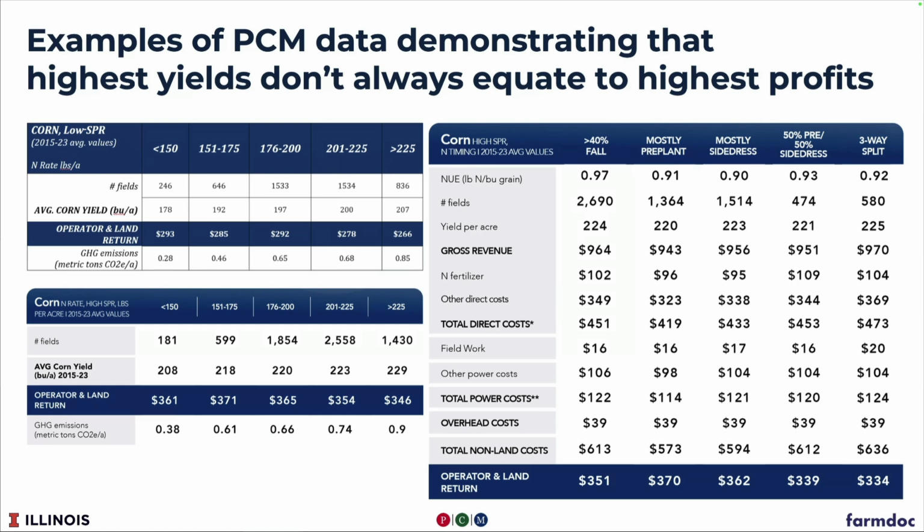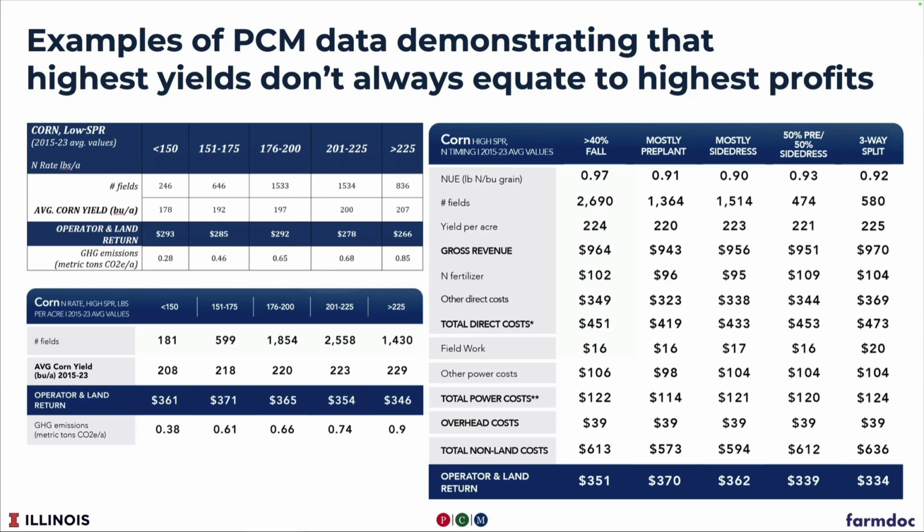Within our own PCM data set, we have many examples of times when we can see these diminishing returns. One of the clearest examples, and the one I'm using here, is with nitrogen rates and also with nitrogen timing, but this applies to all different types of inputs. It applies to power costs associated with tillage, and I'll show that a little bit later as well.